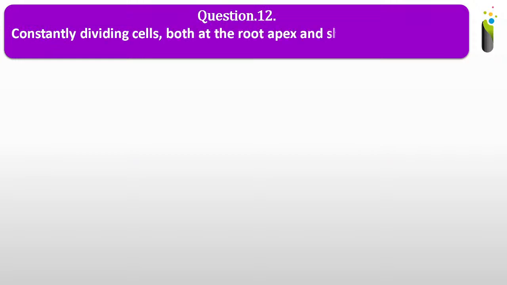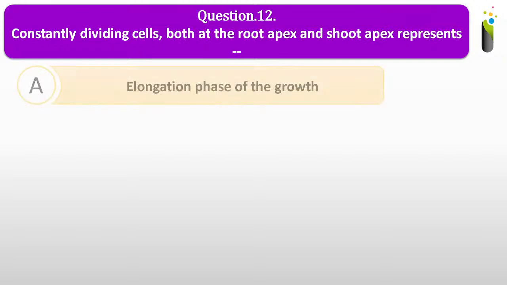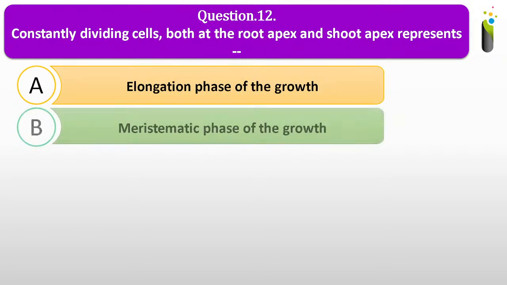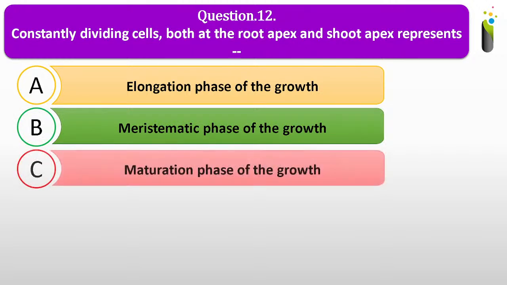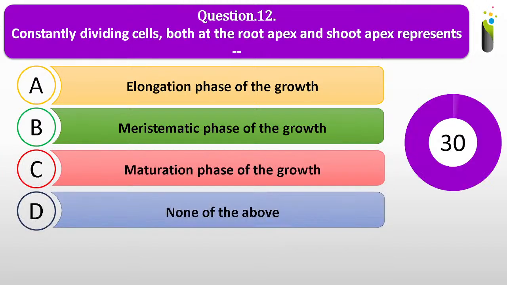Constantly dividing cells, both at the root apex and the shoot apex, represents dash. A. Elongation phase of the growth. B. Meristematic phase of the growth. C. Maturation phase of the growth. D. None of the above. Very easy question.